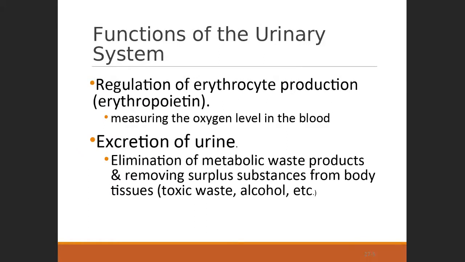We'll be using the urinary system to regulate erythrocyte production using the hormone erythropoietin. We mentioned that when we talked about red blood cell production back in an earlier section. Oxygenation goes down, we amp up red blood cell production to increase that oxygen carrying capacity. And we use erythropoietin as a hormone to drive that production.